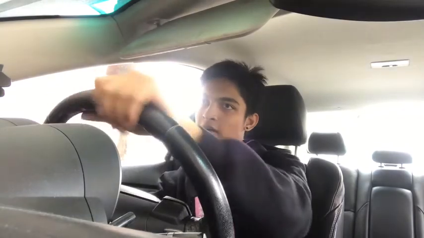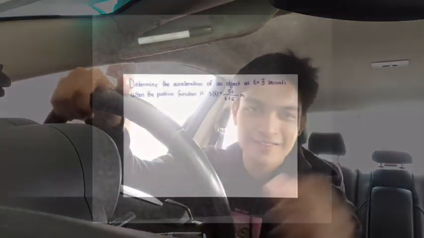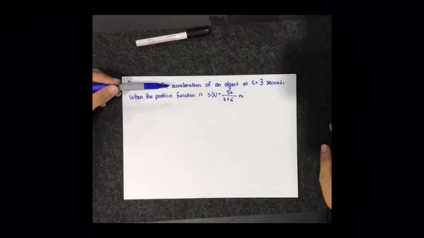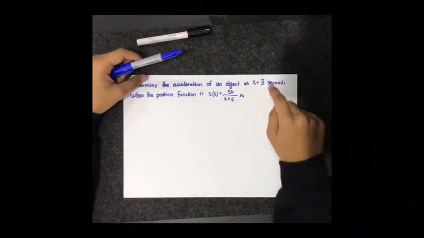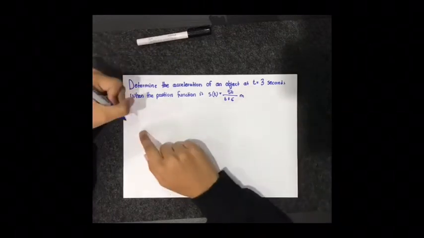Another form when we use calculus in the real world is when we have velocity and we want to find acceleration. Usually people think they have to have a new formula, having time and everything, but actually if we have the equation of the velocity, it's a lot easier to find acceleration when you know calculus. Okay, so here we have a question asking to determine the acceleration of an object at 3 seconds when the position function is 5t over t plus 6.